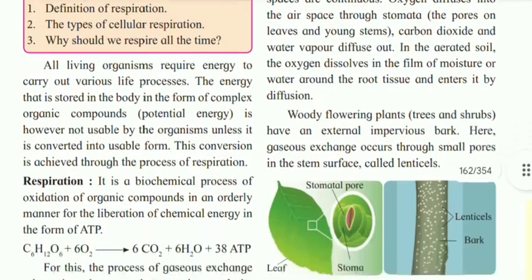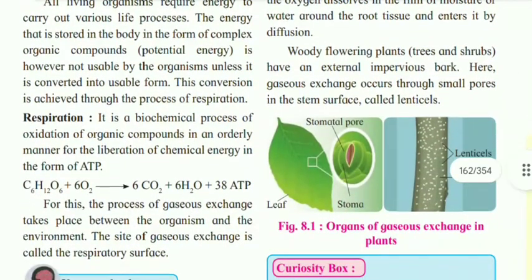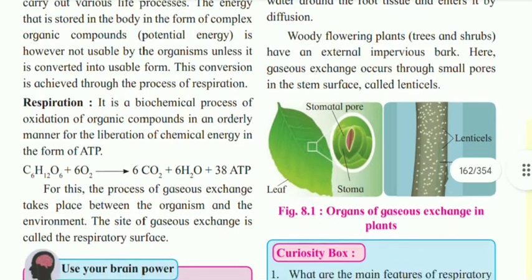Now let's see what is respiration. Respiration is a biochemical process of oxidation of organic compounds in an orderly manner for the liberation of chemical energy in the form of ATP. So here it is written: C6H12O6 plus 6O2 gives 6CO2 plus 6H2O plus 38 ATP. C6H12O6 is glucose, O2 is oxygen, CO2 is carbon dioxide, H2O is water, and ATP is adenosine triphosphate, which is energy. For this, the process of gaseous exchange takes place between the organism and the environment.